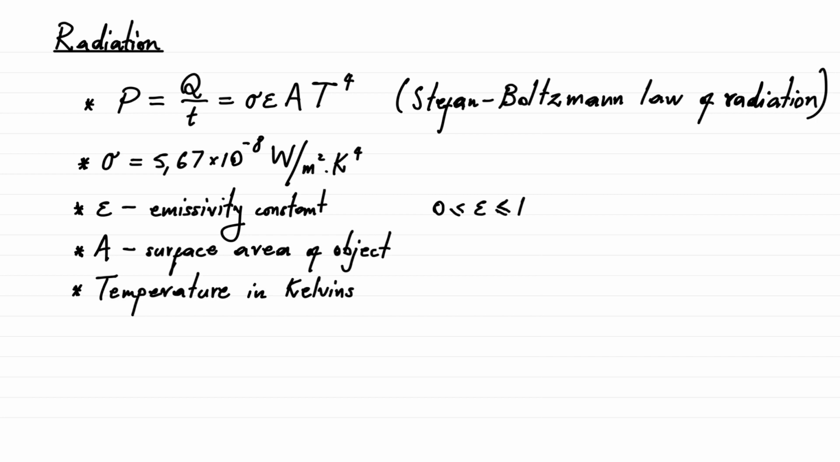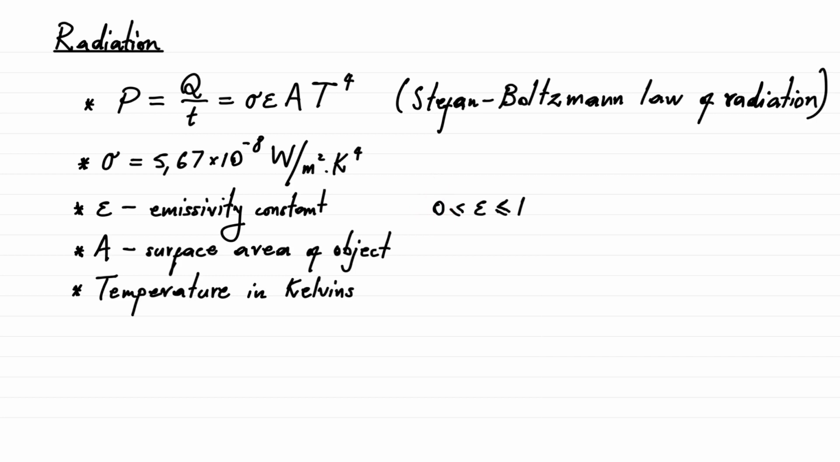Some objects are very good at absorbing infrared radiation, but very poor at absorbing UV radiation. So they would have a certain emissivity constant based on their properties of how well they can absorb or emit radiation. But an object that is good at absorbing all kinds of radiation is typically called a black body.